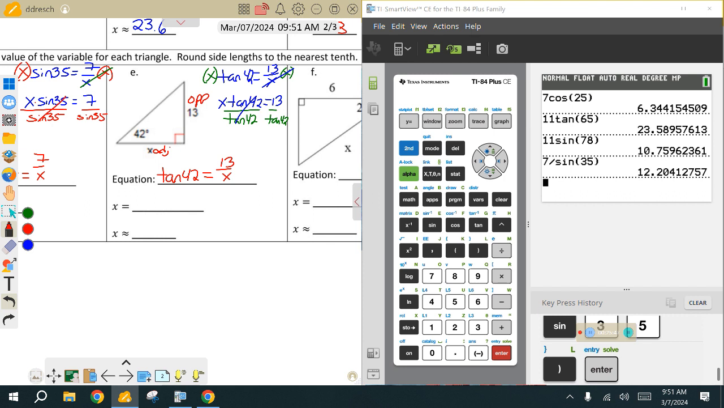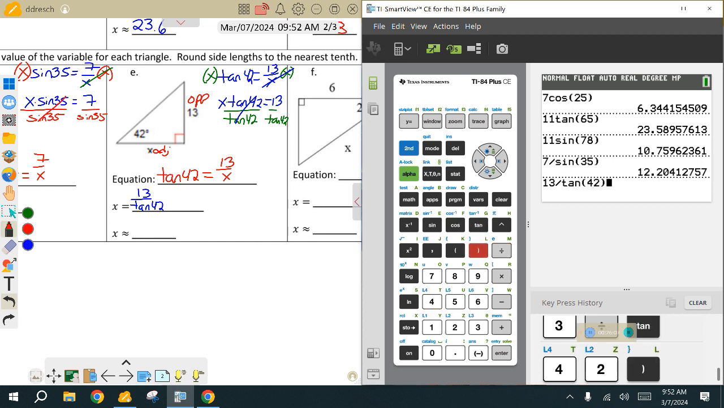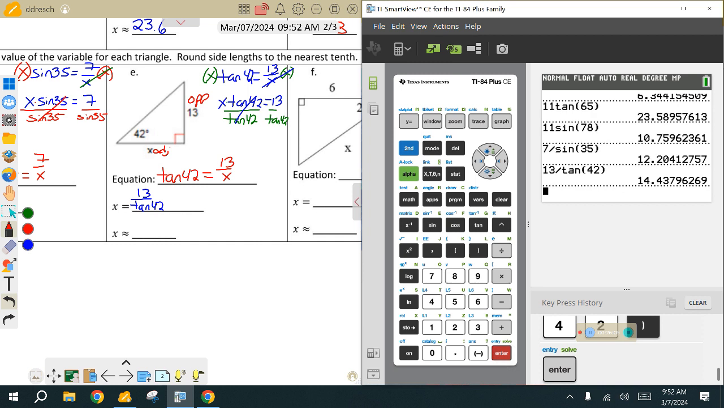That tangent of 42s are going to cancel. And there's that calculator ready form. X is now by itself. You have 13 divided by the tangent of 42. That's where you want to be. That's that calculator ready form. You're ready to type it into your calculator. Make sure your calculator, you got that division key. Survey says, somebody got 14.4. Yup. There you go. Last one there, sine, cosine, tangent.